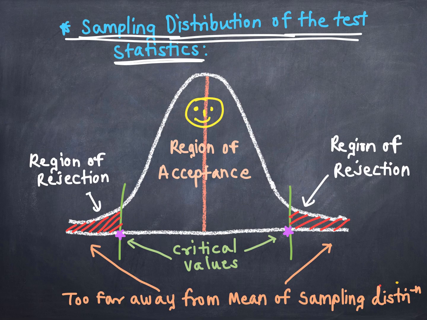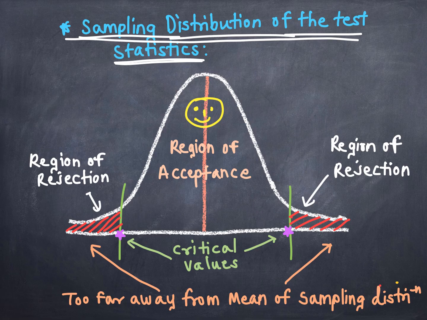We will consider our terminologies in a graphical way, using a normal distribution curve for better understanding. This is the sampling distribution of the test statistic. You can see here critical values denoted by green lines and star points. Two regions we are considering here: region of acceptance and region of rejection. The region of rejection is marked by the red line and the smiley denotes the region of acceptance.